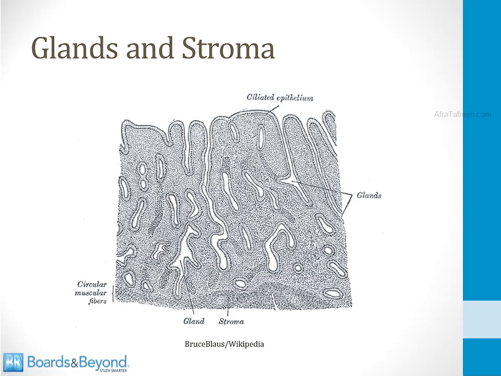And here's a drawing of the glands and stroma of the endometrium. The white spaces are the glands. They're lined by columnar epithelium, and the stroma is the connective tissue between the glands. And the glands and stroma grow during the course of the menstrual cycle. In the first half of the menstrual cycle, estrogen causes an increase in the number of glands and the number of stroma cells so that the endometrial layer grows in size.